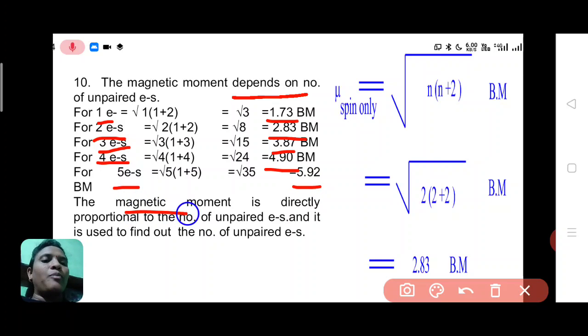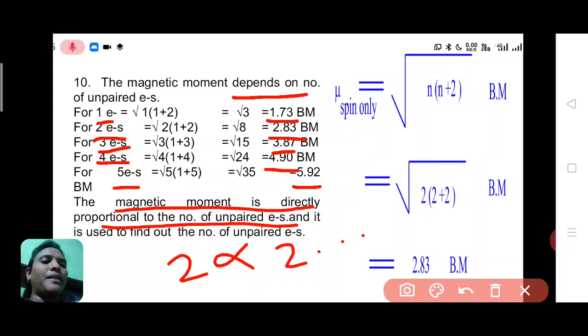So the magnetic moment is directly proportional to the number of unpaired electrons. See, 5 electrons means 5.92 magnetic moment. 4 electrons means 4.90 magnetic moment. If there are 2 unpaired electrons, the magnetic moment will be 2 point something. If there are 3 unpaired electrons, the magnetic moment will be 3 point something. Due to this, it is said here that magnetic moment is directly proportional to the number of unpaired electrons.